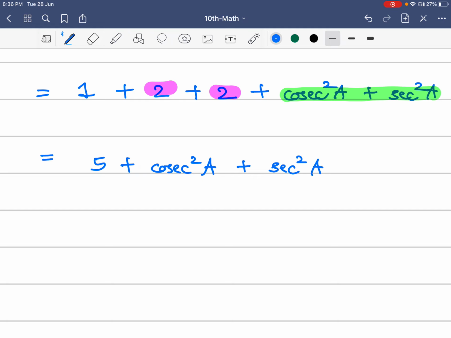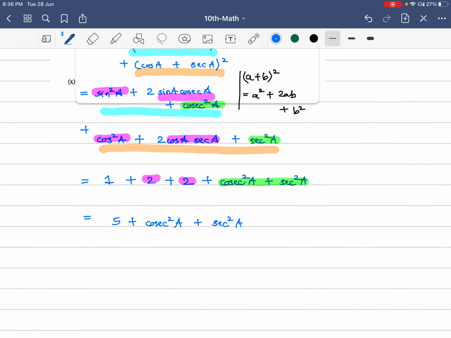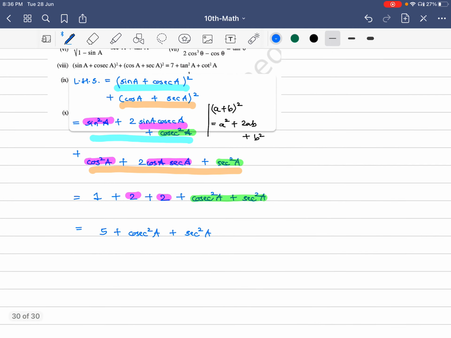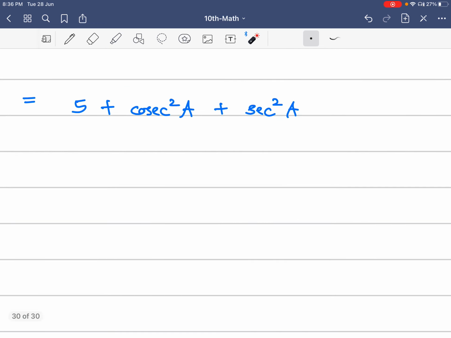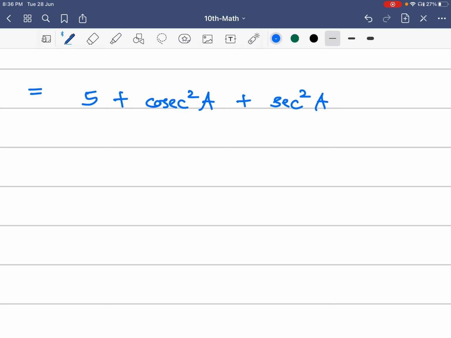Now at this point we have a look at our right hand side. Let's zoom out. Yes, so our right hand side of the equation is 7 plus tan square A plus cot square A. So we want tan square A and cot square A in this left hand side expression. So we know how to get it because that is also another identity. Now this will be equal to 5 plus, what is 1 plus tan square A? That is equal to cosec square A. So I am going to write here 1 plus tan square A is equal to cosec square A, and same we have 1 plus cot square A is equal to sec square A, again from standard trigonometric identities.